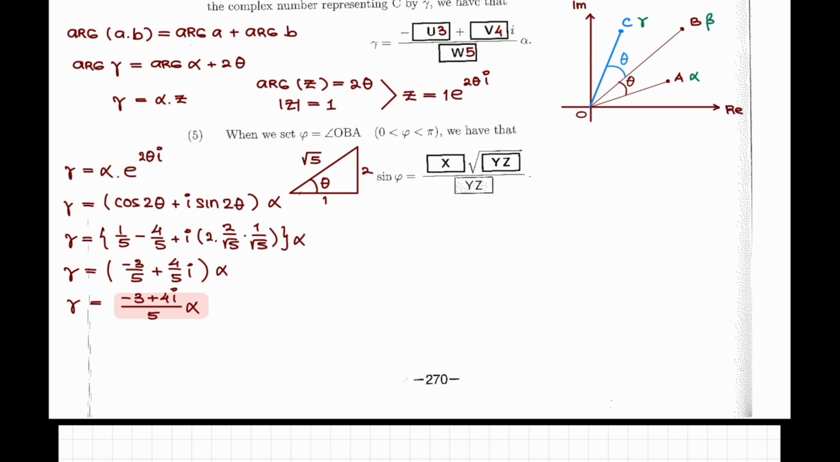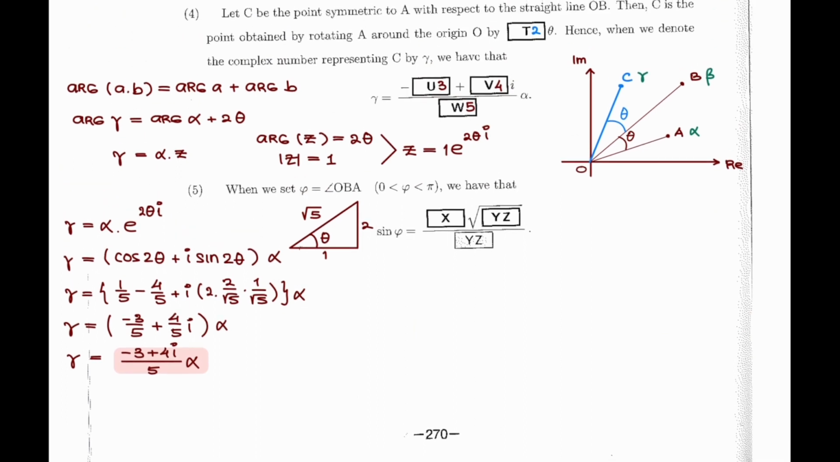Okay, and then this is our last question in this video. When we set pi as the angle of OBA, if you see from this illustration, OBA, this angle is pi. We have that sine pi is equal to blah blah blah. Now we need to find sine pi.